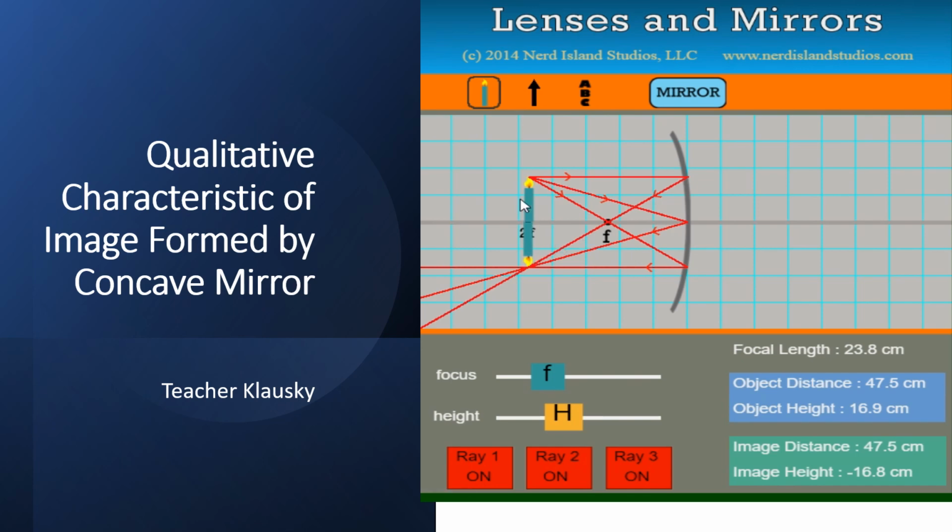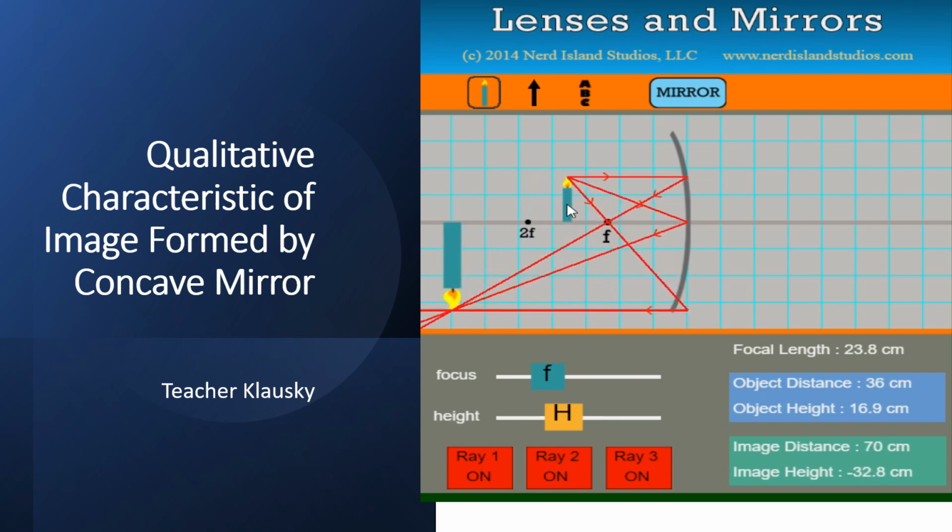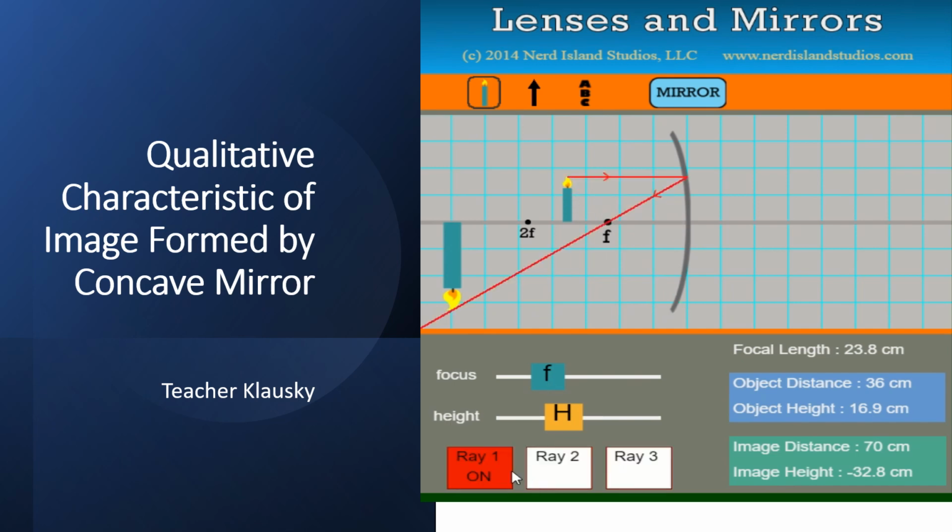Okay. Now what if we place the object between 2F and F, or between the center of curvature and the focal point? Is there a change in the qualitative characteristics of the image formed by a concave mirror? So again, we will need three rays. This is the first ray, and then this will be the second ray, where light will hit the focal point first before it is reflected parallel to the principal axis.